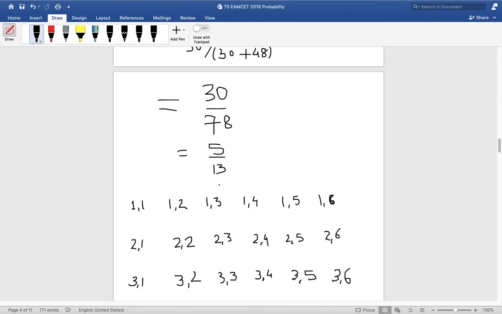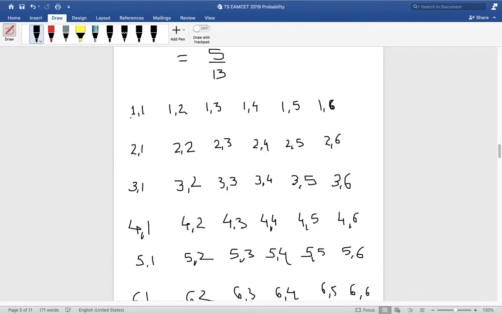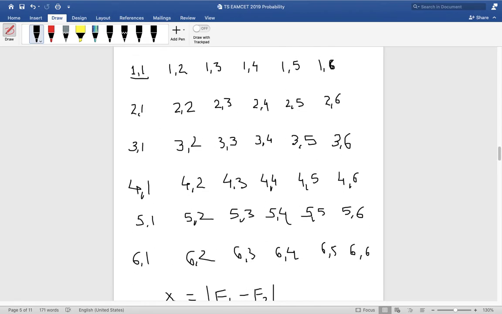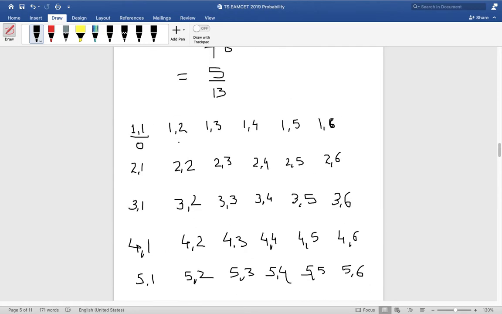So x is the absolute difference. Absolute difference is the number on the first dice minus the number on the second dice. So let us consider this case. 1 minus 1 is 0, so absolute difference is also 0. 1 minus 2 is minus 1, but it's absolute difference, so the negative sign disappears.